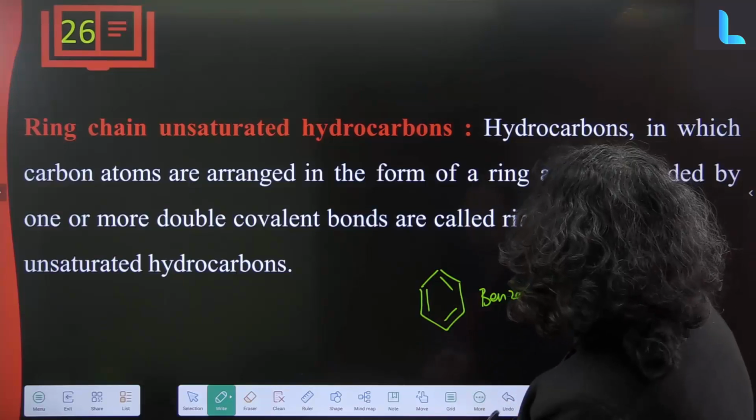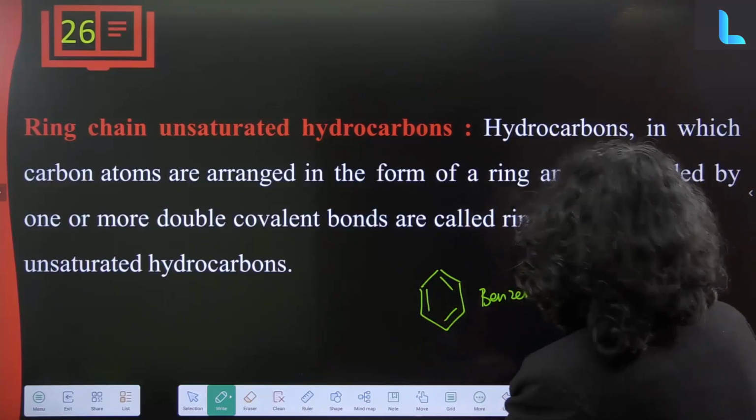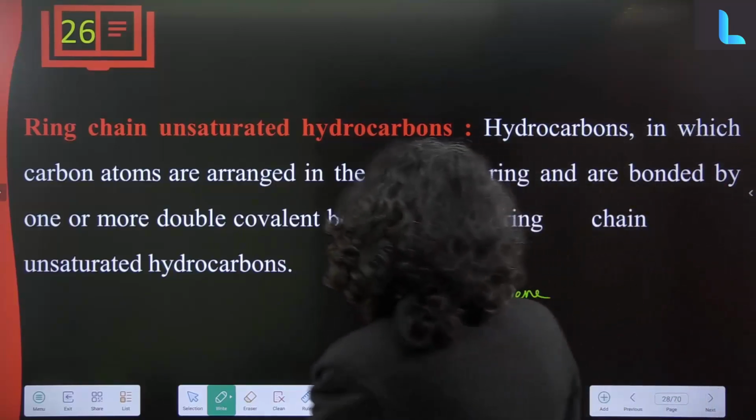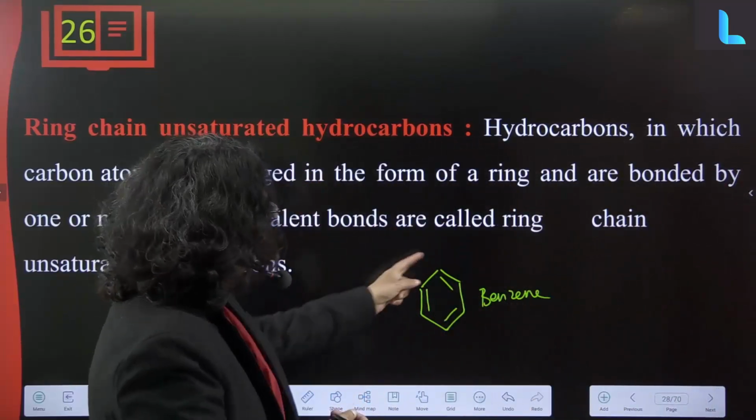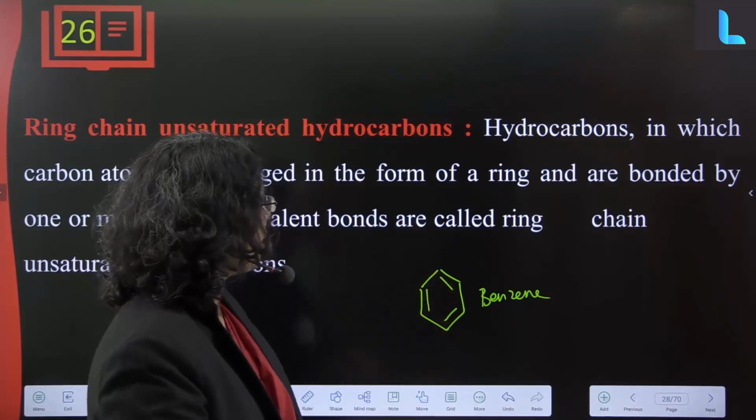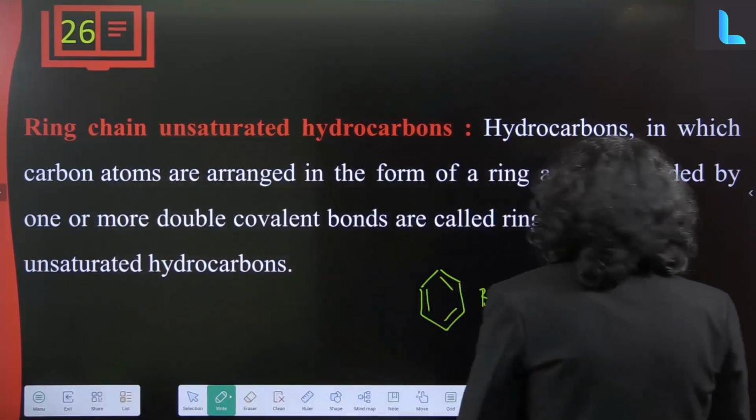Now ring chain unsaturated hydrocarbon: a hydrocarbon in which carbon atoms are arranged in the form of a ring and are bonded by one or more double covalent bonds. We can say this is a hexagonal ring but with alternate single and double bonds present. This is the structure of benzene.